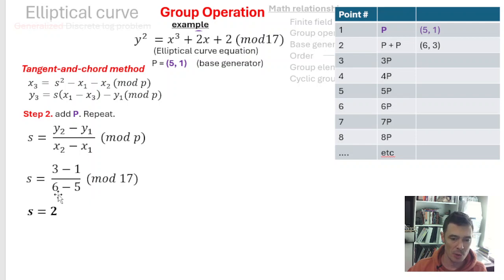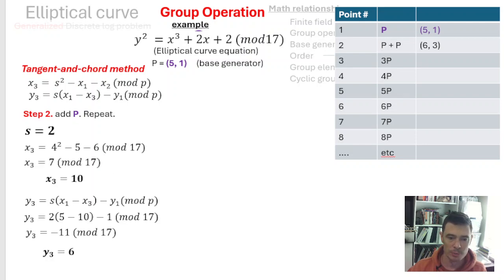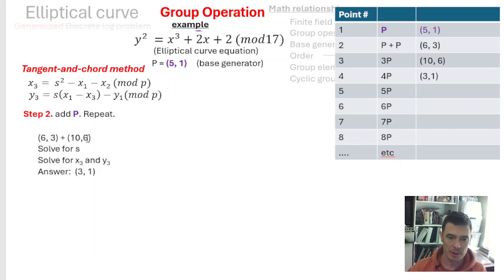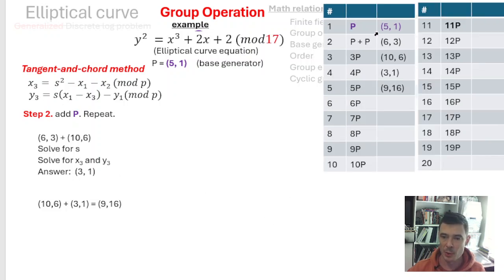So here S is a little more straightforward. Our answer to S is 2. And go through the math on that, and we get our next point, 3P, of 10 and 6. So now we're going to repeat step two. We're going to add our two points, 6,3 and 10,6. We solve S. We solve for the new X and Y, and this is the answer we get if we were to do all that. Our answer is 3,1. And then we add 10,6. We keep repeating this second step. We keep adding P, and we're going to do it to fill out the rest of this table.